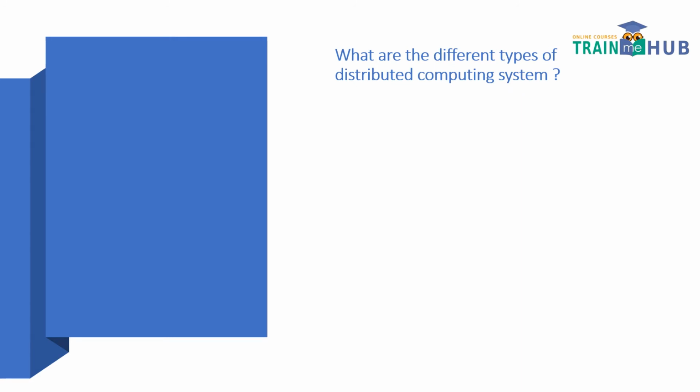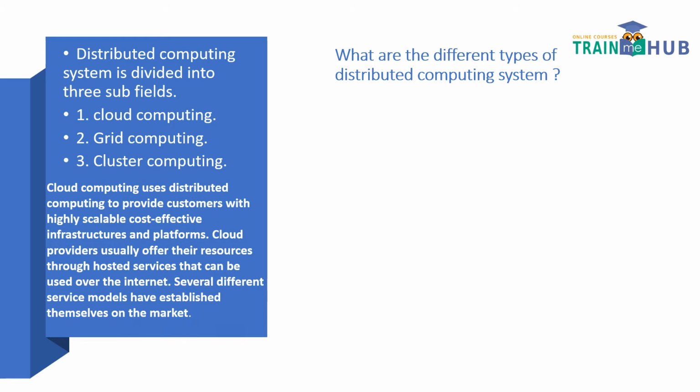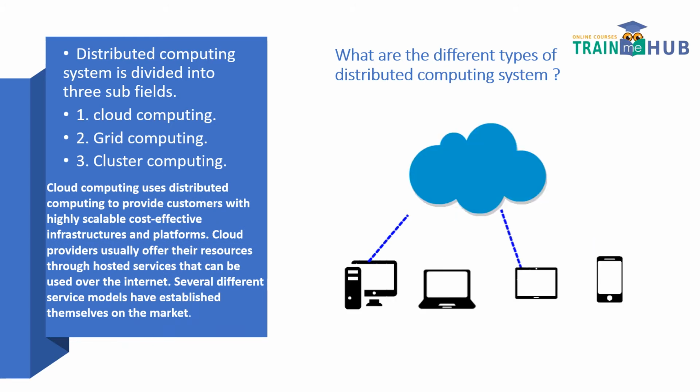Distributed computing system is divided into 3 subfields. 1. Cloud computing. 2. Grid computing. 3. Cluster computing. Cloud computing uses distributed computing to provide customers with highly scalable, cost-effective infrastructures and platforms. Cloud providers usually offer their resources through hosted services that can be used over the internet. A number of different service models have established themselves on the market.